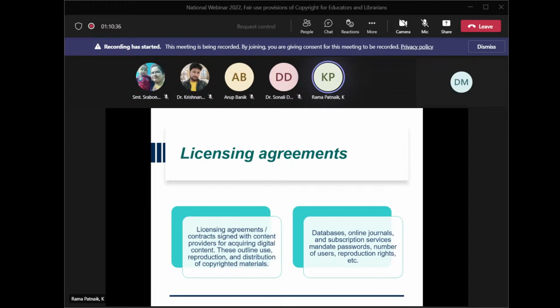As I said, license agreements outline the use, reproduction and distribution of copyrighted material, and sometimes they also mandate the use of passwords, number of users, reproduction rights, etc., because it is usually an 8 to 10 page document where each and every type of use of the content is explicitly mentioned. And that is where the responsibility of library professionals expands, as far as interpretation of the fair use provisions extensible to the digital world is concerned.